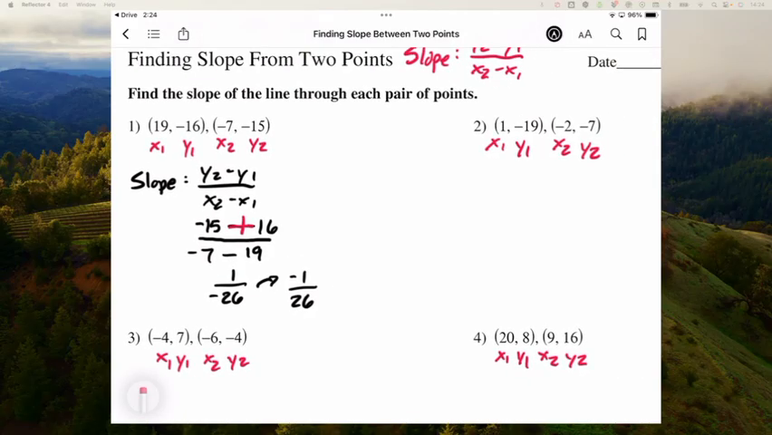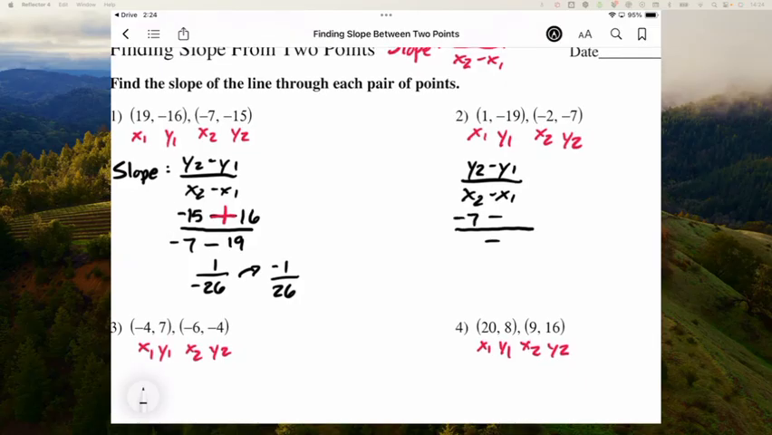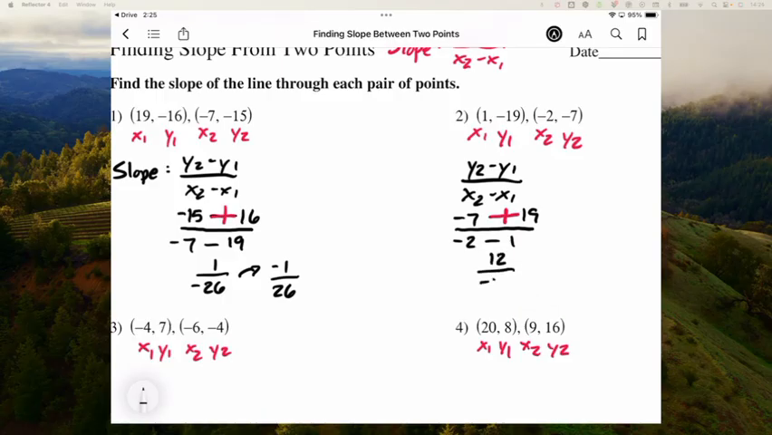Moving on to the next, slope is y2 minus y1 over x2 minus x1. And we're going to put our template with our minus signs already there. y2 is negative 7, y1 is negative 19, x2 is negative 2, x1 is 1. Again, we'll change the double negatives to be a plus. Negative 7 plus 19 is going to be 12. Negative 2 minus 1 is going to be negative 3.